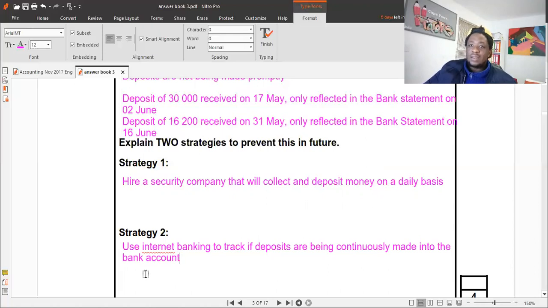And any other point that can make sense, for instance, things like division of duties. You don't want the same cashier that receives the money to be the same one that goes and deposits it. And there are so many other strategies, as long as your strategy makes sense and you're able to support it.